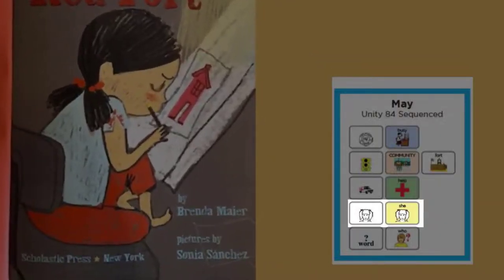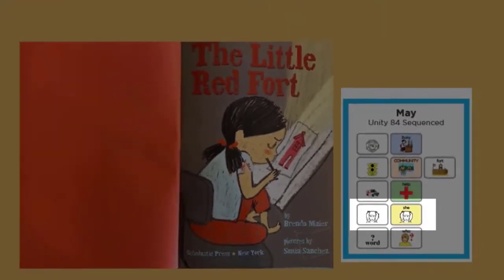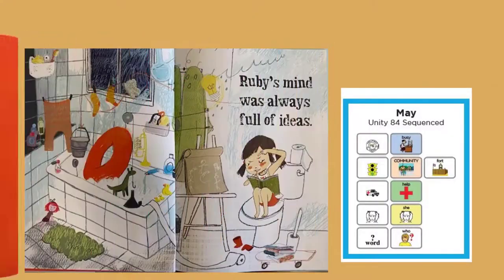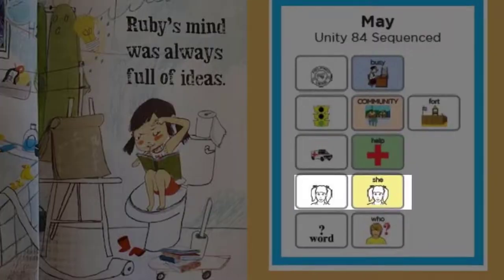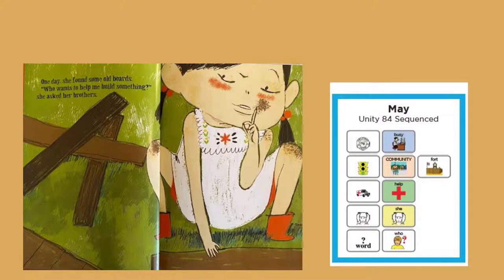There's the girl. She has a pencil. She is drawing something. What do you think she is drawing? Here she is in the bathroom, and it looks like she's drawing again. Looks like she found some boards. I wonder if she's going to build something. I think we should read the story and find out.